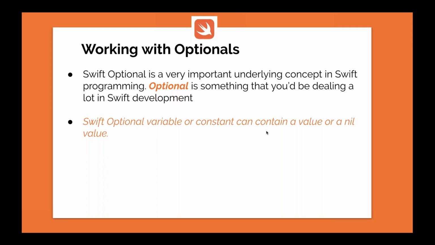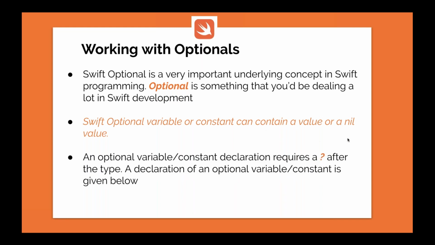Then how to create these things? An optional variable or constant declaration requires a question mark after the type. So after the type you need what? Simply a question mark. Whenever you are working with Swift, if you put a question mark at the end of the data type, then it is going to be treated as optional. A declaration of an optional variable or constant is given below. Let's enter into the code.